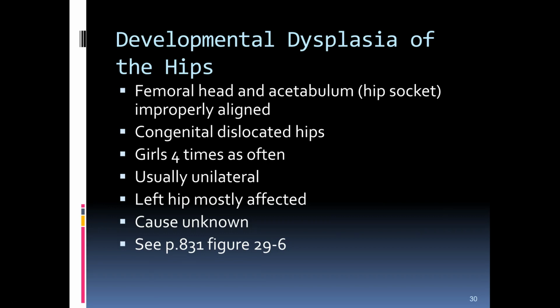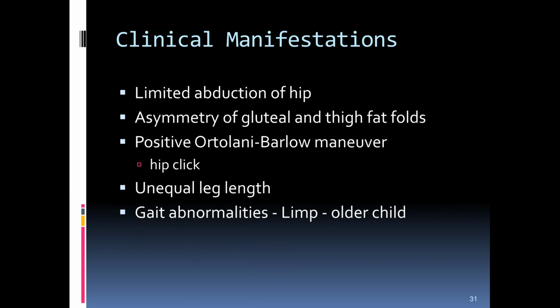If you want to see a picture of it, you can Google it or look in your book on page 831. Clinical manifestations. So there's going to be limb abduction of the hip, obviously. We talked about this in class as well. There's going to be asymmetry of the gluteal and thigh fat folds. And that's typically, honestly, how it's caught, because in the newborn nursery, they're going to flip that baby over and look at everything, and they're going to have abnormal thigh folds, and so that's a huge red flag.